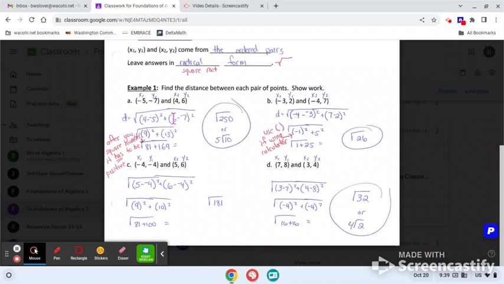6 minus, so y2 minus y1. So once again, the first minus comes from the formula. The second one comes from the ordered pair. So when I simplify that, 4 minus -5, I get 9. 6 minus -7, I get 13.